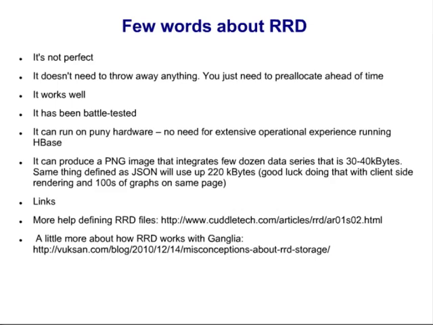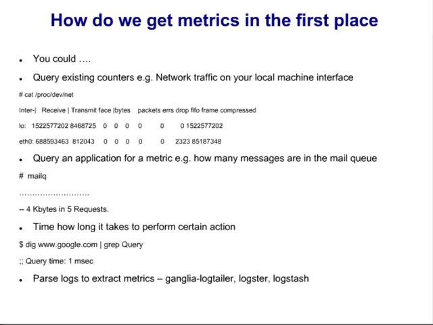And more about metrics. So how do we get metrics in the first place? You can query existing counters on your network interface. You can query an application, or you can time certain operations. Those are some of the common ways of doing it. Or you could parse logs, as Mike has shown, and we've seen previously.